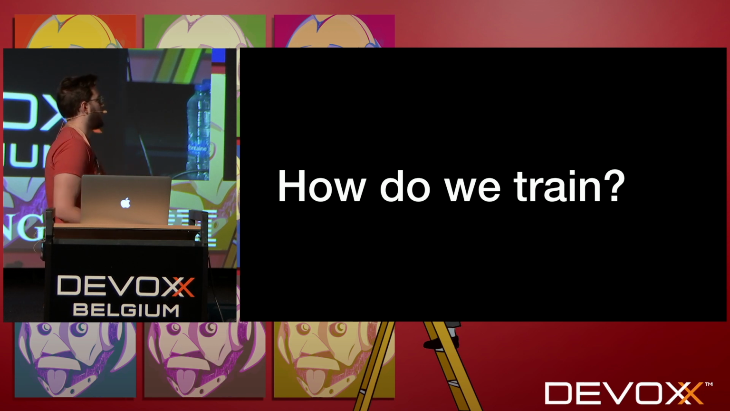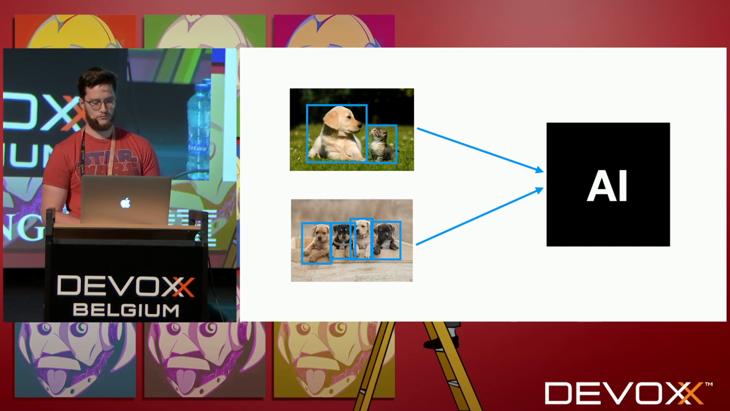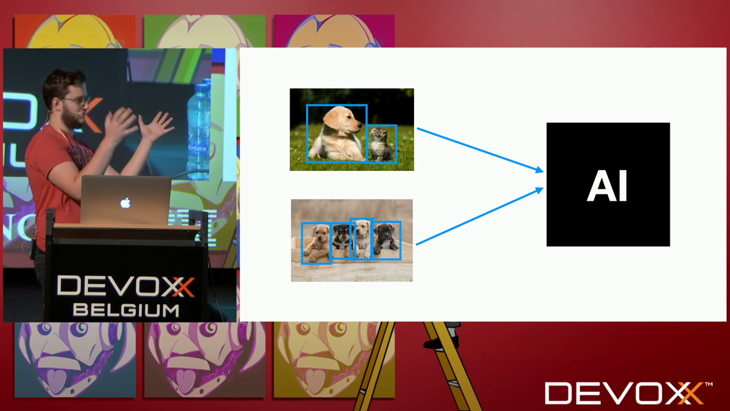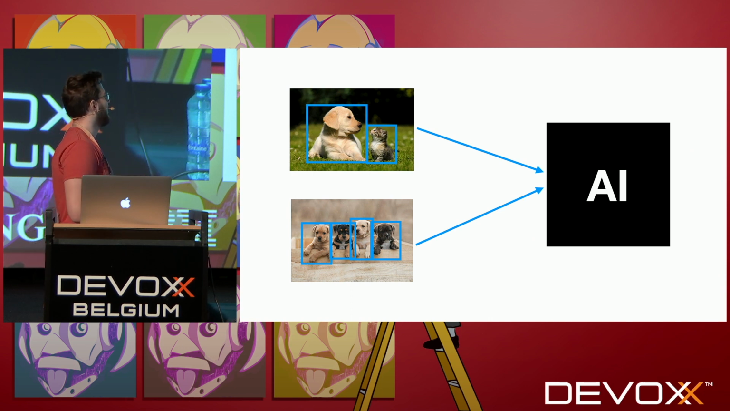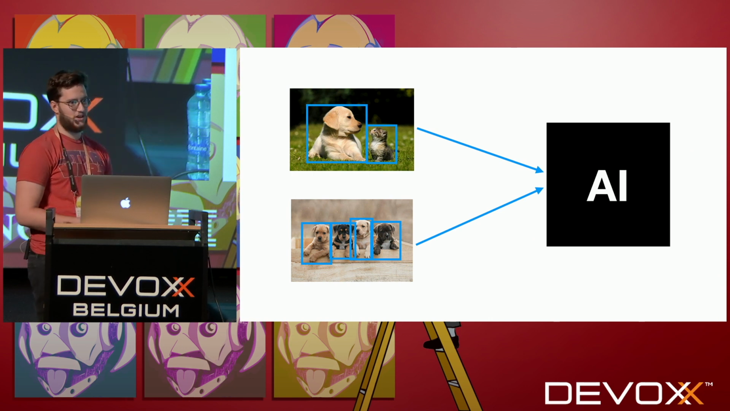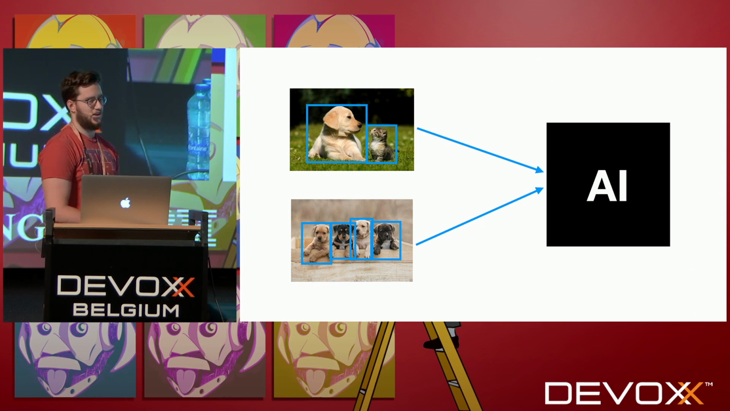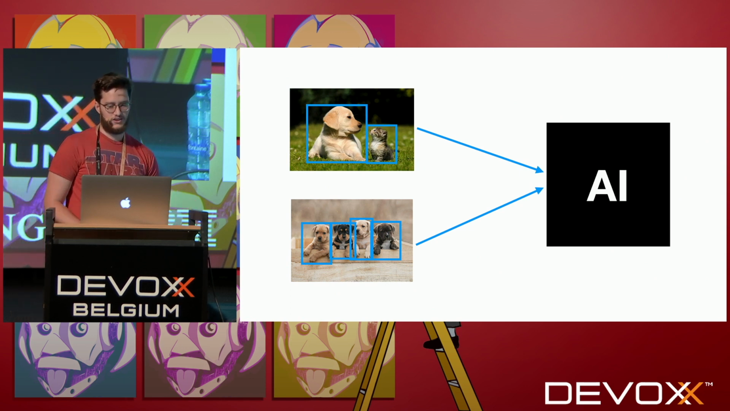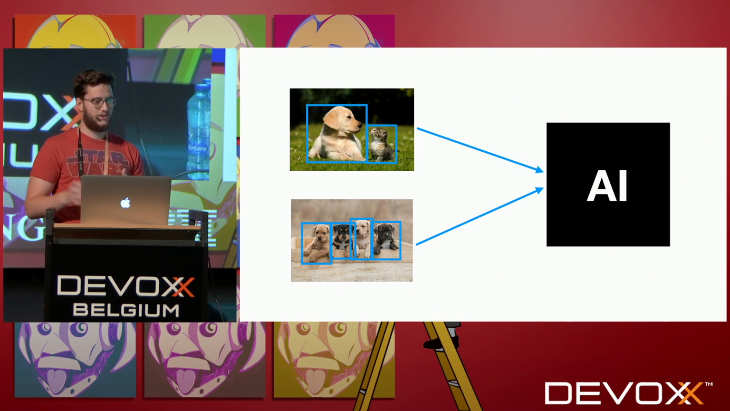So the next question is, how do we train an object detection model? So basically we have our AI, and we have a bunch of images, and we have to go through all these images and label every single cat, every single dog, and tell it that it's a cat and dog, and feed it to this AI and start training a model.